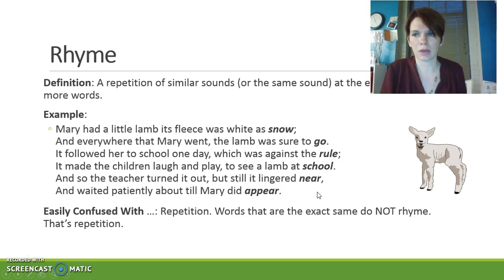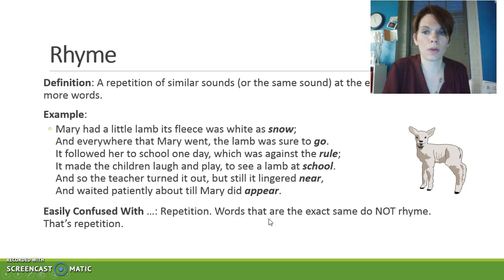So I chose this, first of all, because everybody knows it. Secondly, it's a classic example of couplets. Each of these lines rhyme, so it's called a couplet. Snow, go, rule, school, near, appear. They rhyme in pairs, so they're couplets. And you can get an idea of rhyme scheme. The words that rhyme are assigned the same letters. So this is A, A, B, B, C, C.